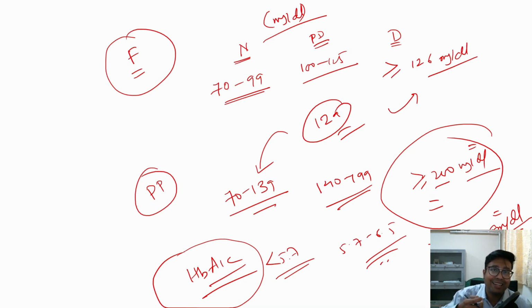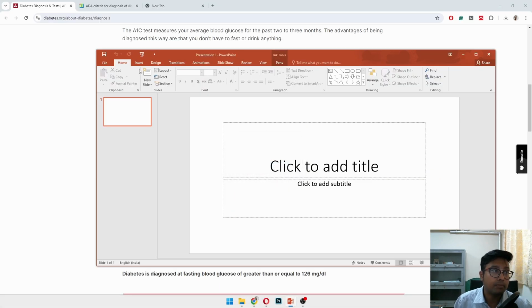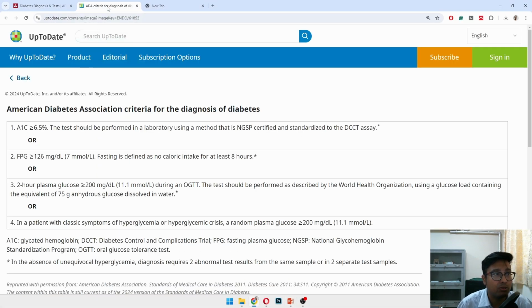Suppose the blood is collected early, it may be falsely high. Suppose the blood is collected too late or the proper meal is not taken, a diabetic patient may have a suboptimal value. However, if we check the value of HbA1c, we can diagnose diabetes. Therefore, they will ask you next the criteria for diagnosis of diabetes.